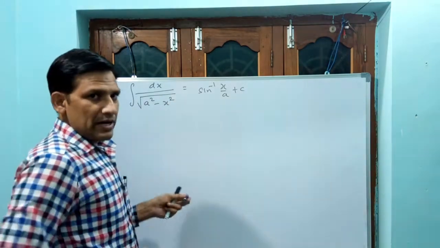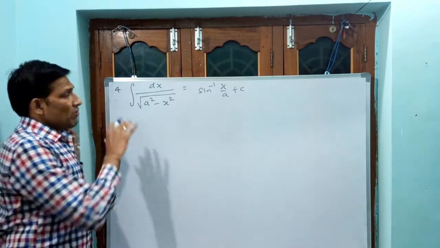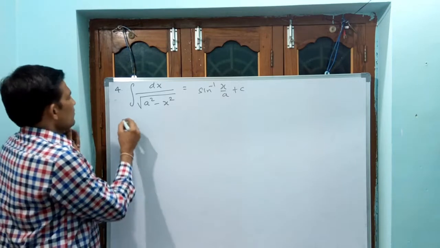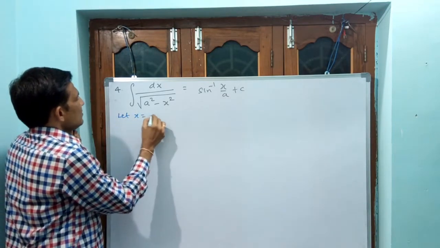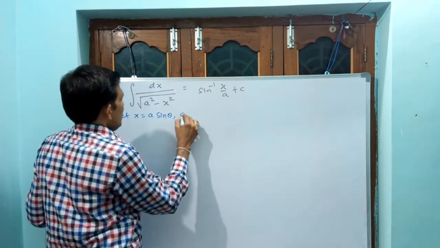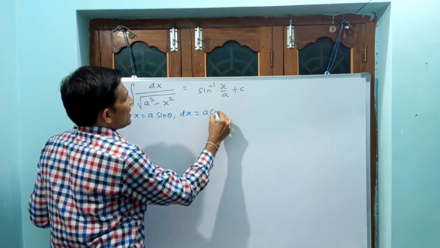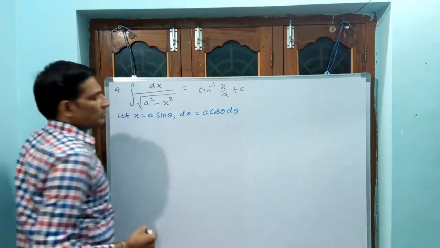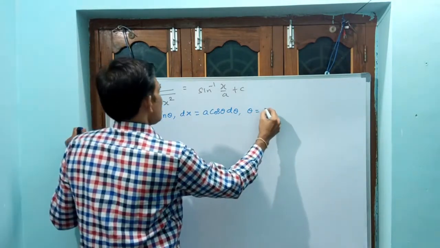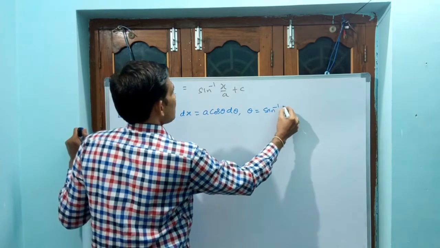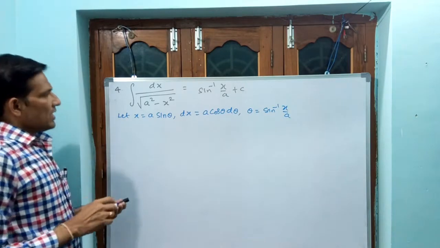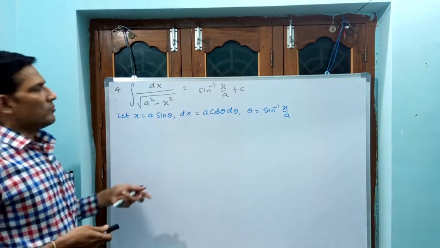See how I am making this. Because it is looking like sin inverse x, I am taking x is equal to a sin theta. You see, let x is equal to a sin theta I have taken. Then dx is equal to a cos theta d theta. And also theta is equal to sin inverse x by a. We will see what else is required afterwards.